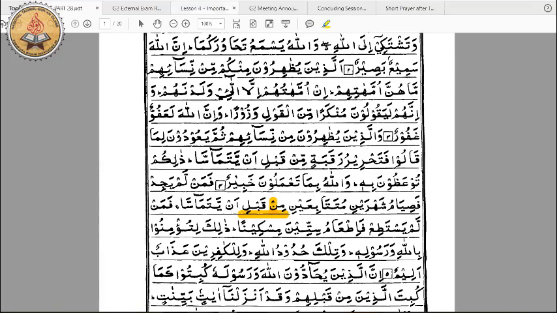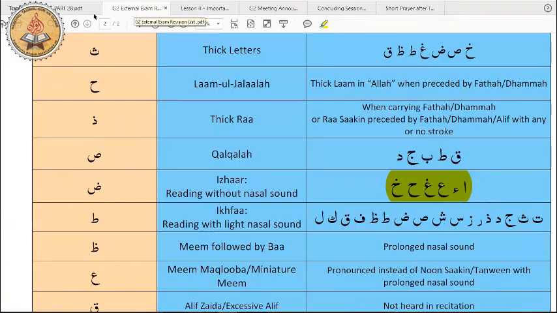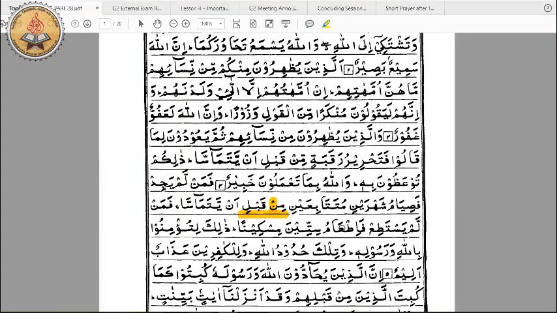Okay, let's find another one for you. Okay, this one. Munkaran. First of all, how do you say it when you're pausing over here? Munkara. Yes, good. Munkara. And you do a nasal sound because, why did I just do a nasal sound here?